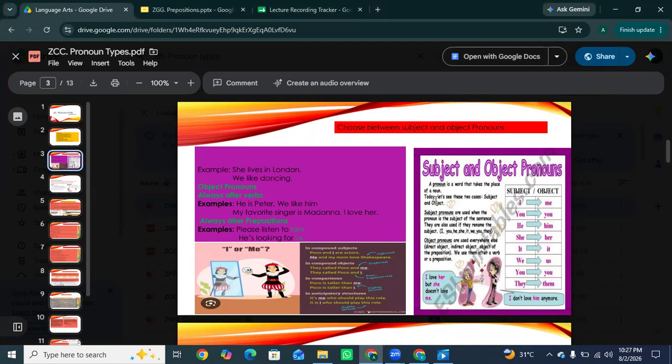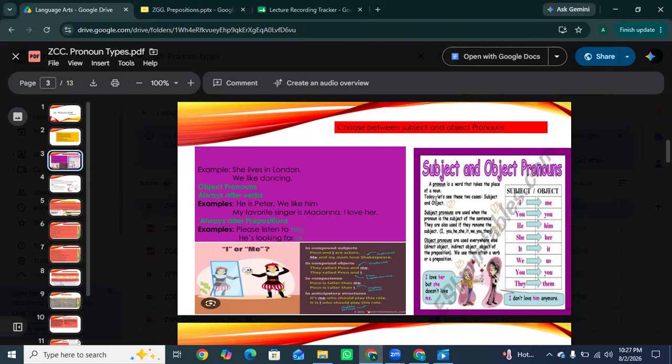So, what is a subject pronoun? Subject pronouns are used when the pronoun is the subject of the sentence. They are also used if they rename the subject, like I, you, he, she, it, we, you, they. Basically, they perform the action of the verb or are the main topic of the sentence, which is I, you, he, she, it.